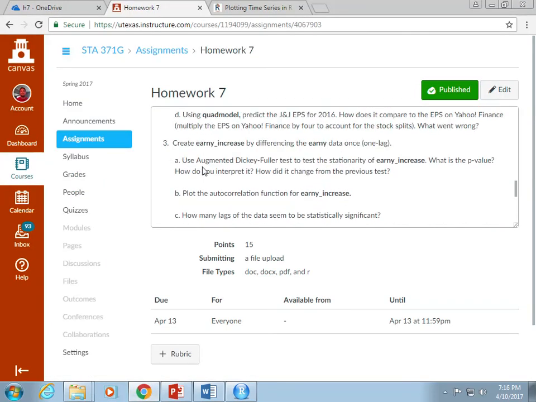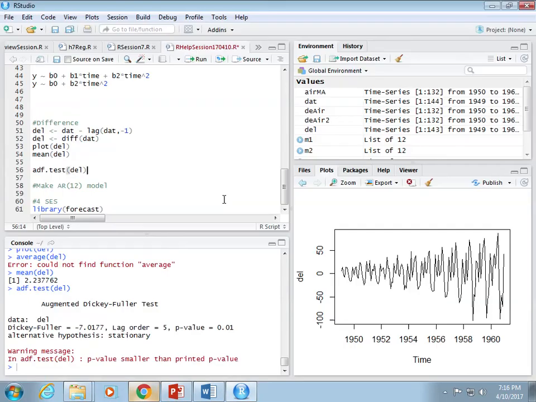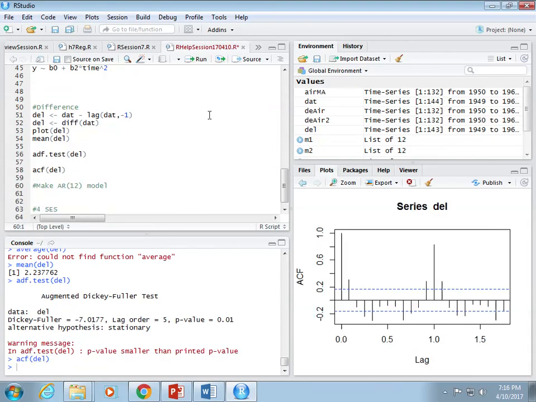Okay, so next we're going to plot the autocorrelation function. What autocorrelation means is: is this increase related to the previous increase, or maybe it's related to an increase 12 periods beforehand or 6 periods beforehand. That is just ACF, for autocorrelation function, and then the name of the data set that you're interested in.